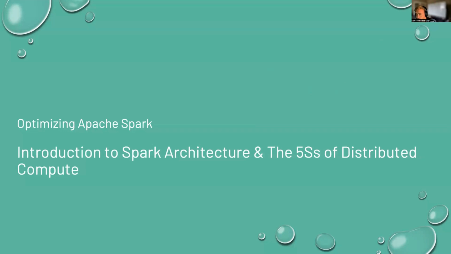Hello, everyone. Today we're going to be talking about Spark architecture, as well as optimizing Spark and Databricks Spark. To do that, we're going to look at what we call the 5 S's of distributed compute. These are where you will typically find issues in your Spark environment, and they are spill, skew, storage, shuffle, and serialization. We'll be looking at those a little more in depth later. And then finally, we'll wrap up with how we use Unravel's data platform to help us with these issues.